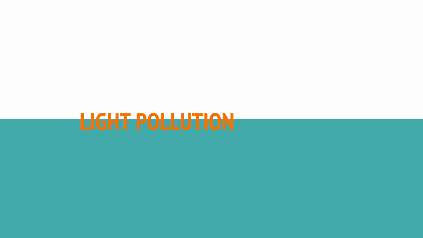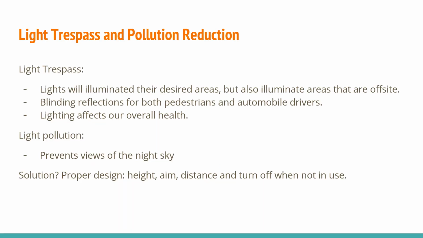There's one other type of pollution that we think of when it comes to site management, and this one is more about our night sky, light pollution. What is light pollution? Well, there's two versions. There's light trespass and light pollution. Light trespass is lights that will illuminate their desired areas, but also illuminate off-site areas. This creates blinding reactions for both pedestrians and automobile drivers, and affects our overall health, as no one wants to be blinded as they're driving to and fro.